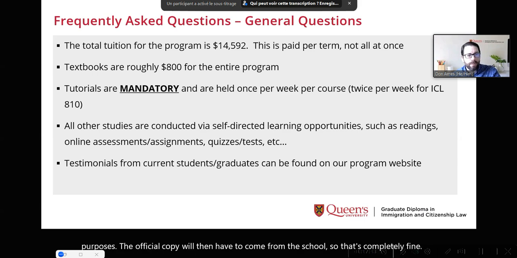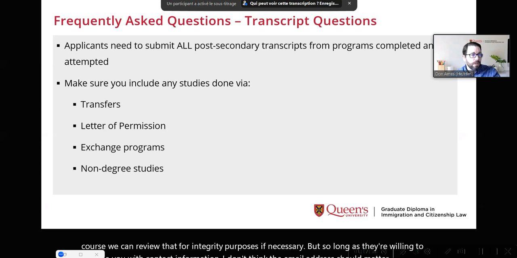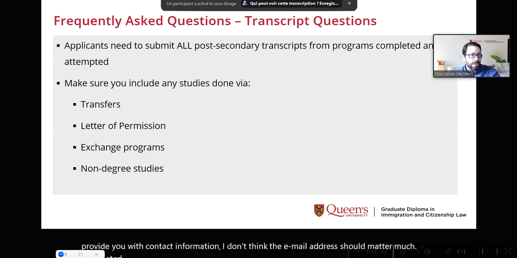Personal emails from references are fine, of course. They will have to identify themselves, and of course, we can review that for integrity purposes if necessary. But yeah, so long as they're willing to provide you with contact information, I don't think the email address should matter much.